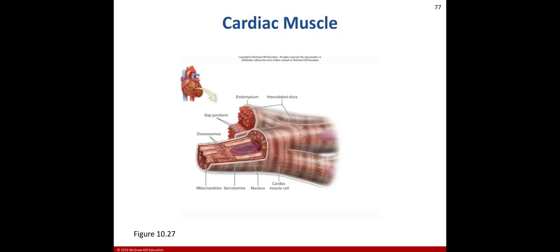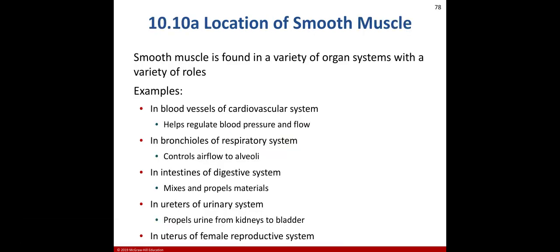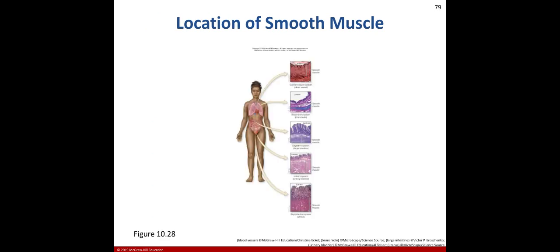And here's what that looks like. It does look very different, right? These intercalated discs, the striations, looks different than our skeletal muscle. Then, of course, we have smooth muscle, which is found in a variety of organs that do a lot of different things in the body. Some examples in blood vessels to regulate blood pressure and flow, in the bronchioles to control airflow, in the intestines to mix and to move materials, in the ureters of the urinary system to propel urine from the kidney into the bladder, in the uterus, in the female reproductive system in order to contract, to give birth, as well as to shed uterine lining.